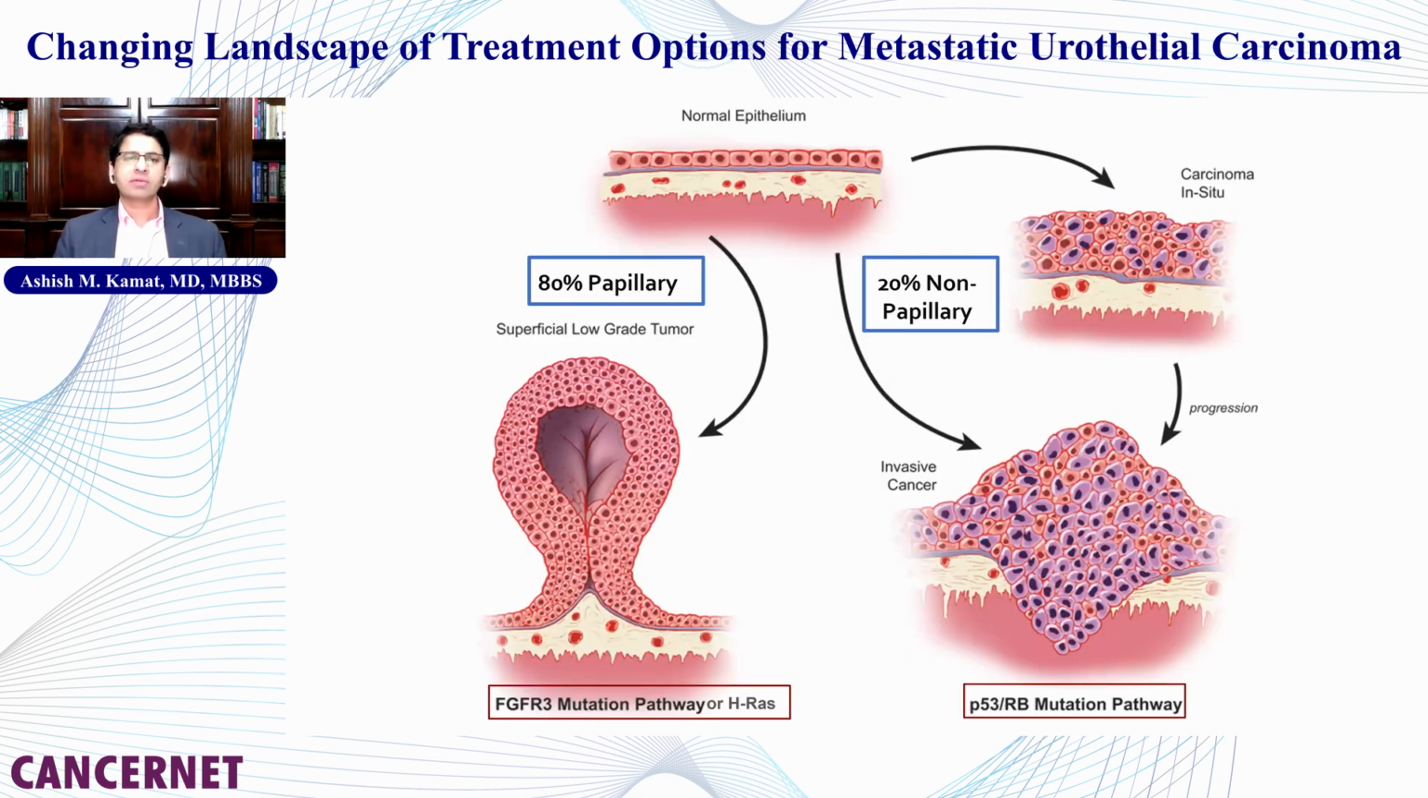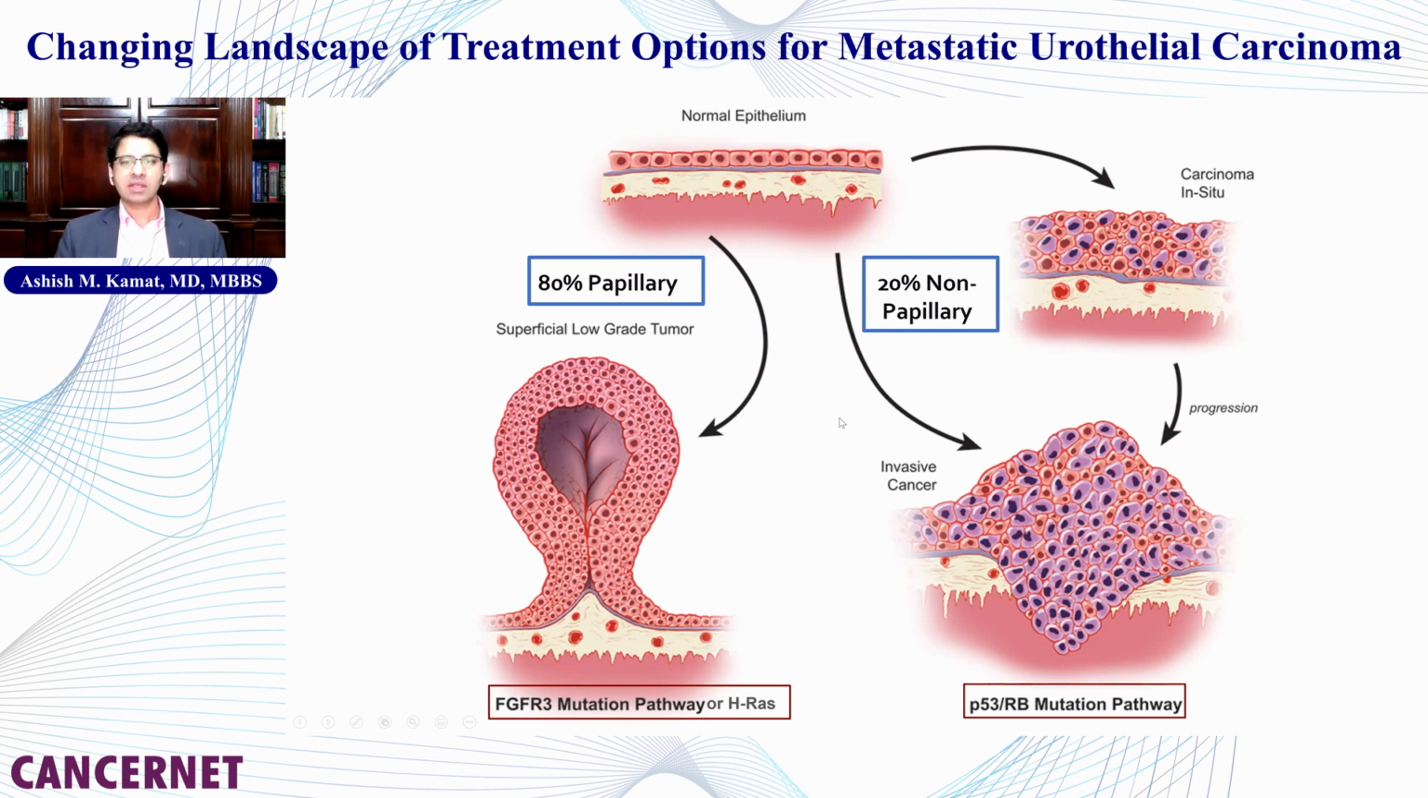So to start off, a little bit of the background of the bladder cancer genesis. It was conventionally thought, and still is, that there are two main pathways by which bladder cancer develops. The 80% superficial or non-invasive low-grade tumors, and then the 20% going into the non-papillary, the CIS that could progress to invasive or directly into invasive as well.